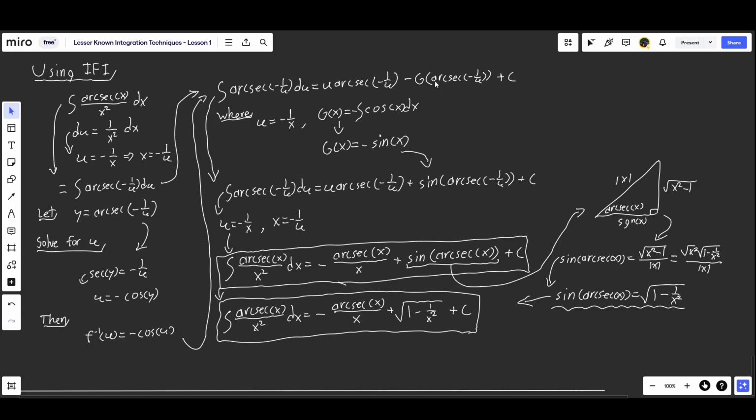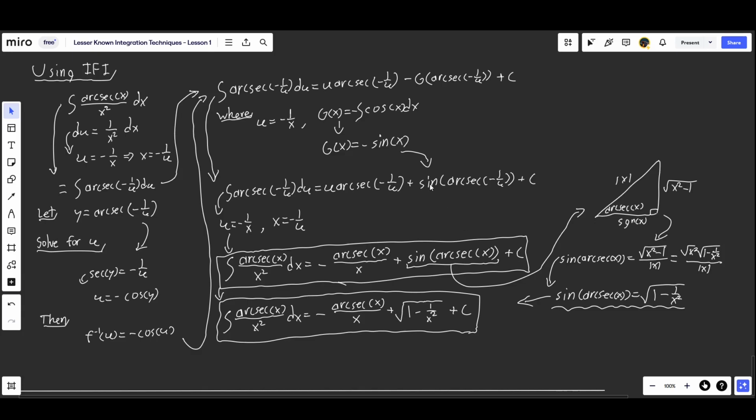Plugging g of x back into our equation, we'll see that g of arcsecant of negative 1 over u will become negative sine of arcsecant of negative 1 over u. If we plug back in u equals negative 1 over x and x equals negative 1 over u, we'll receive our final answer. The indefinite integral of arcsecant of x over x squared with respect to x is equal to negative arcsecant of x over x plus sine of arcsecant of x plus c.